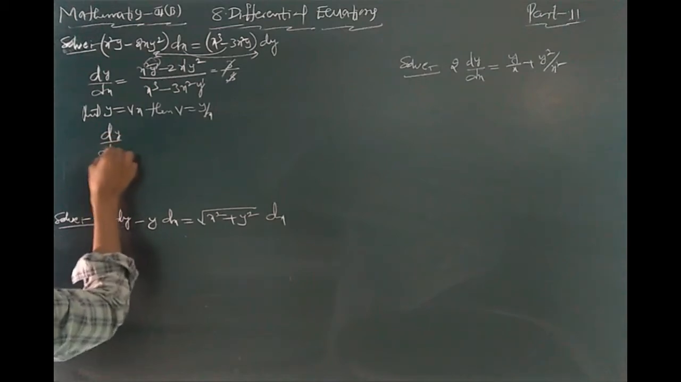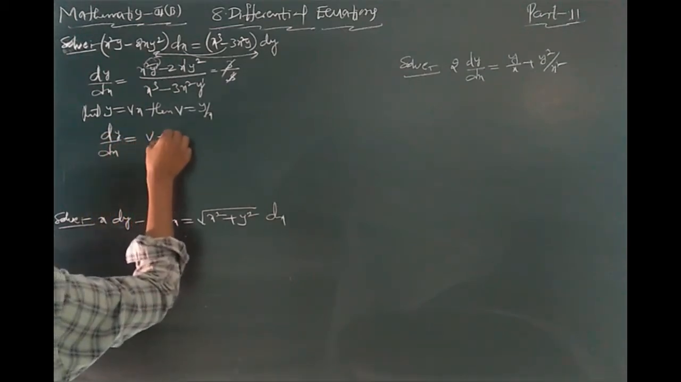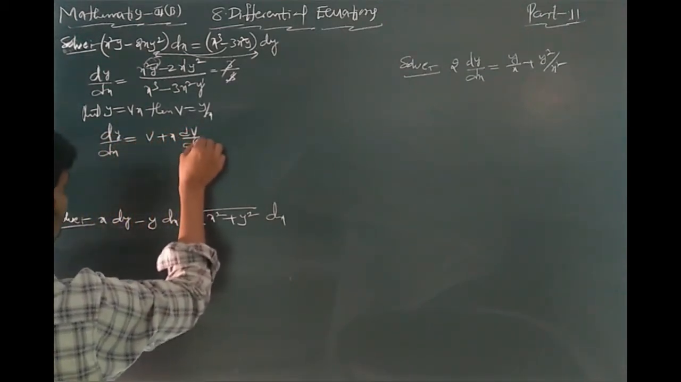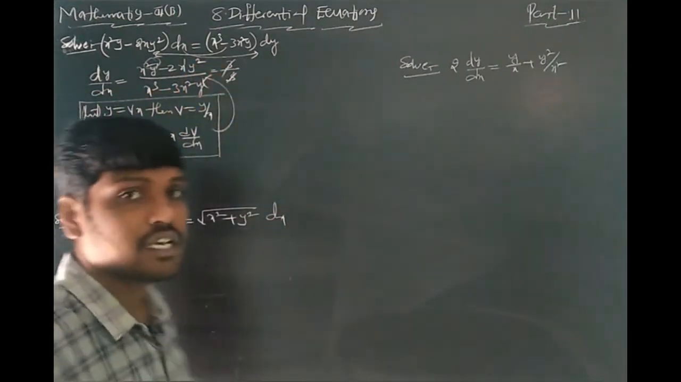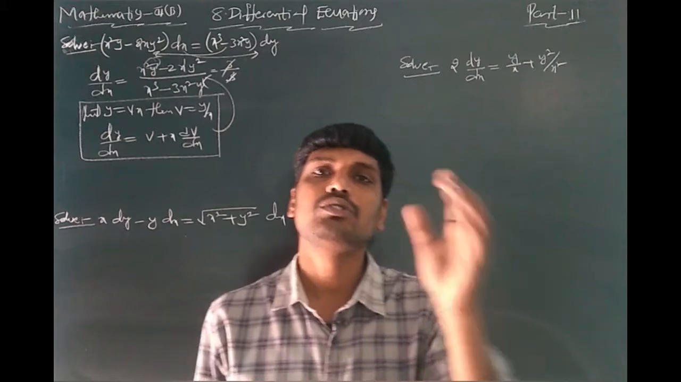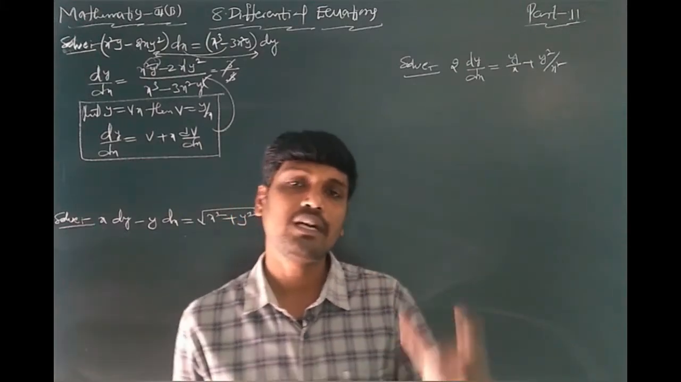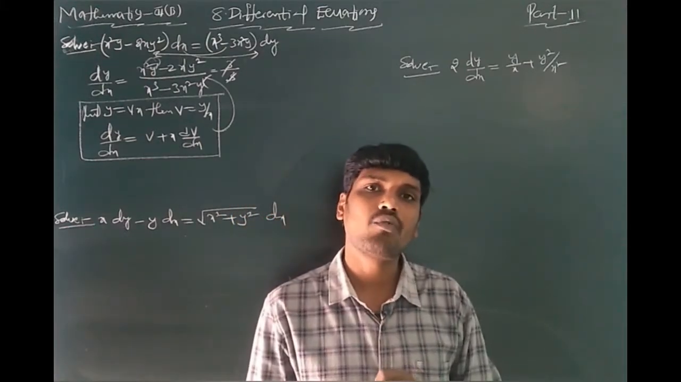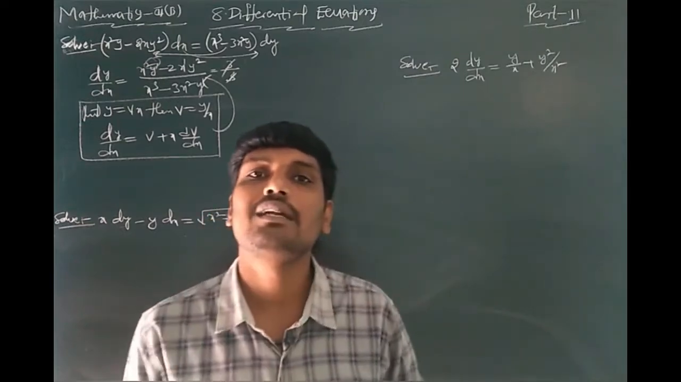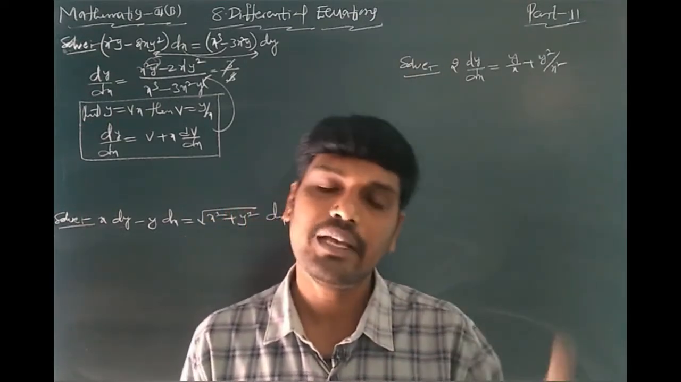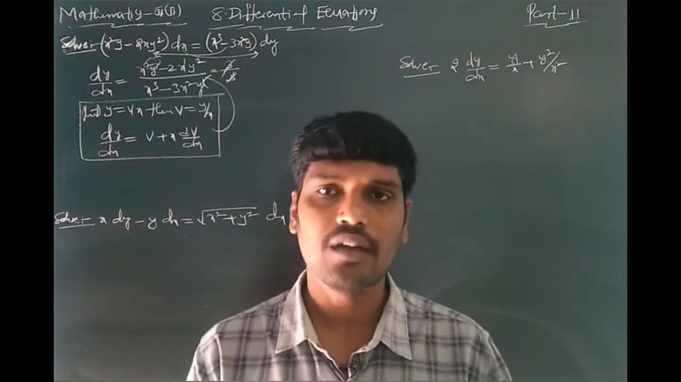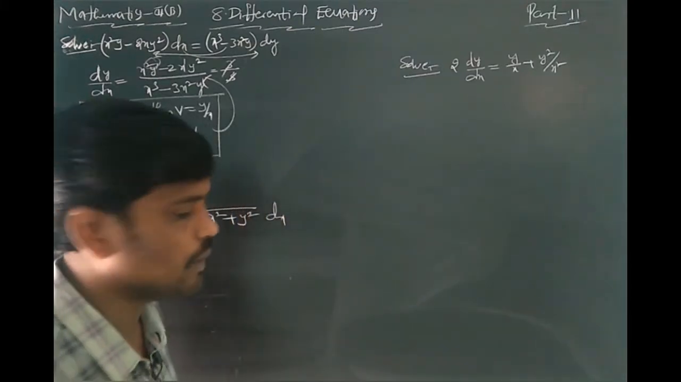Similarly, dy by dx equal to v plus x into dv by dx. These values are substituted in this equation. After that, you can use the variable separable method. Here v, x are variables. You can answer in terms of v, x. That answer you can write, v value is y by x. Previous problem model, understood or not? This one is the hint of the first problem.